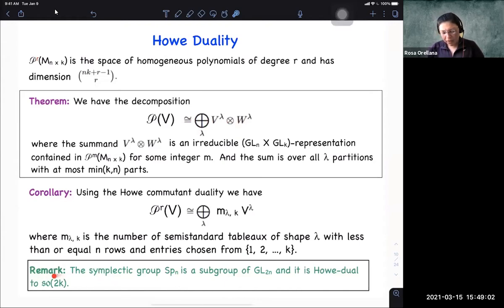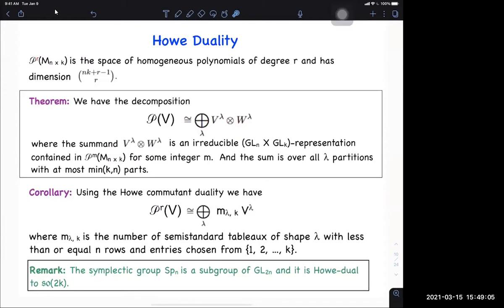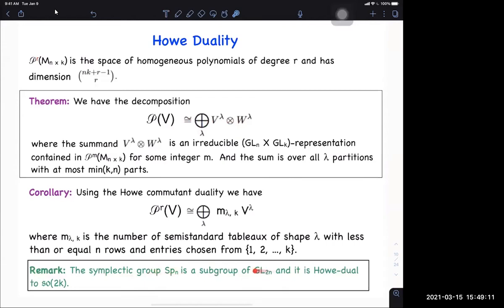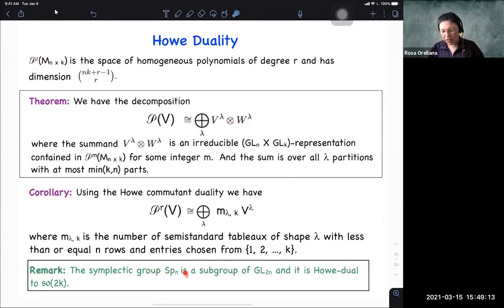But in the book by Goodman and Wallach, they only call it Howe duality when you are restricting to the action of the symplectic group, which happens to be a subgroup of GL2N. And what they find is that the commutant is the special orthogonal Lie algebra of 2K. So this is what they call Howe duality in this book, but it's the same action, just restricted. We just call the whole thing Howe duality, but you could also think of this as Schur-Weyl duality, if you like, since you're simply computing commutants.